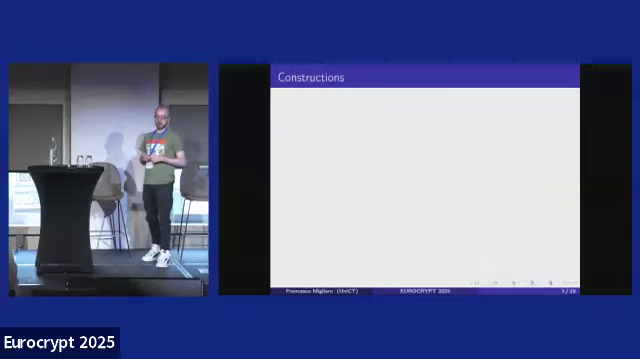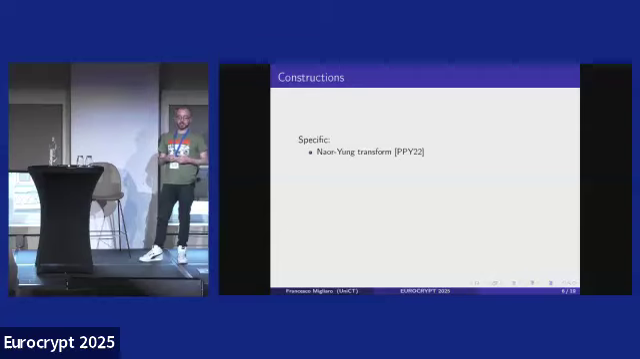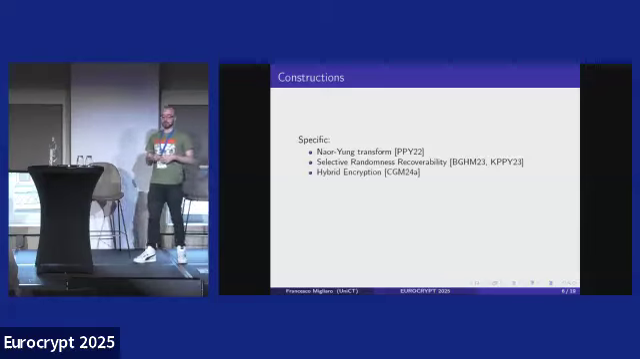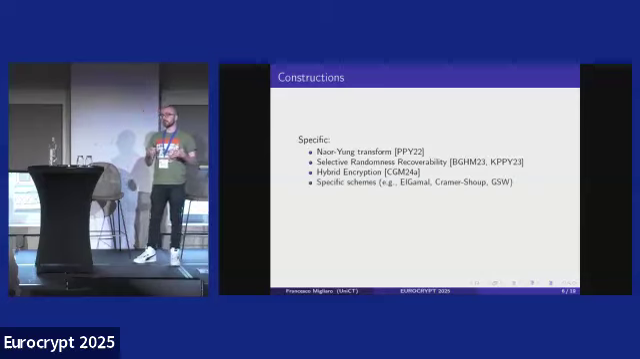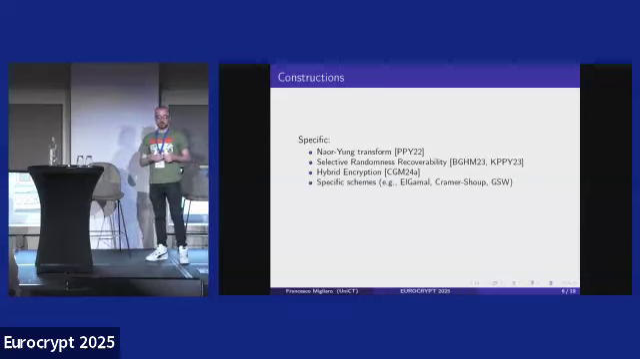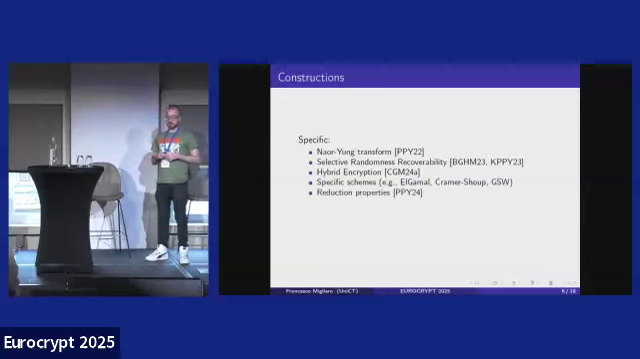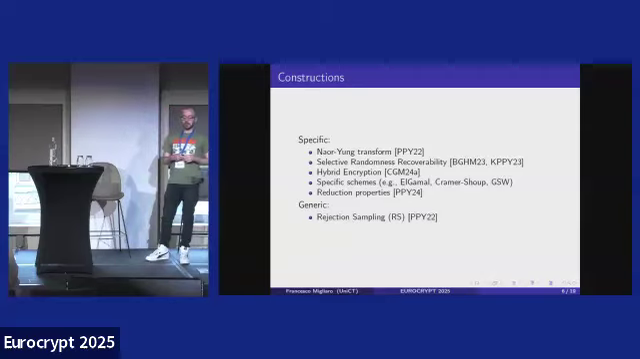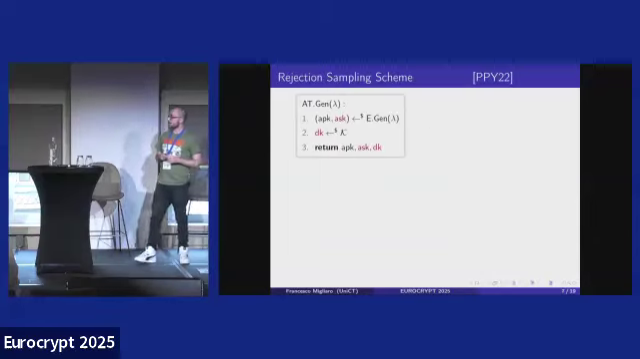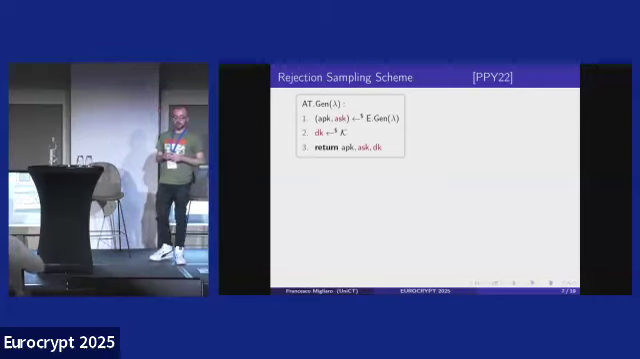So over the past years, we have several constructions. Most of them are specific, as they exploit the underlying public key encryption scheme, for example like the Naor-Yung transform, or some randomness recoverability property, or hybrid encryption, or they just leverage the specific structure of a public key encryption scheme, or exploit reduction properties. While on the generic side, we have essentially just one construction, which is the rejection sampling one. And I'll show you that just to give you an idea of what an anamorphic encryption is.